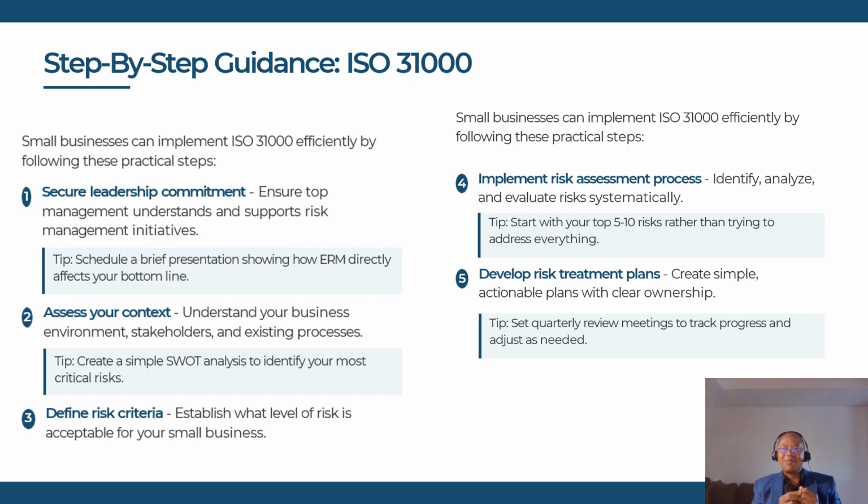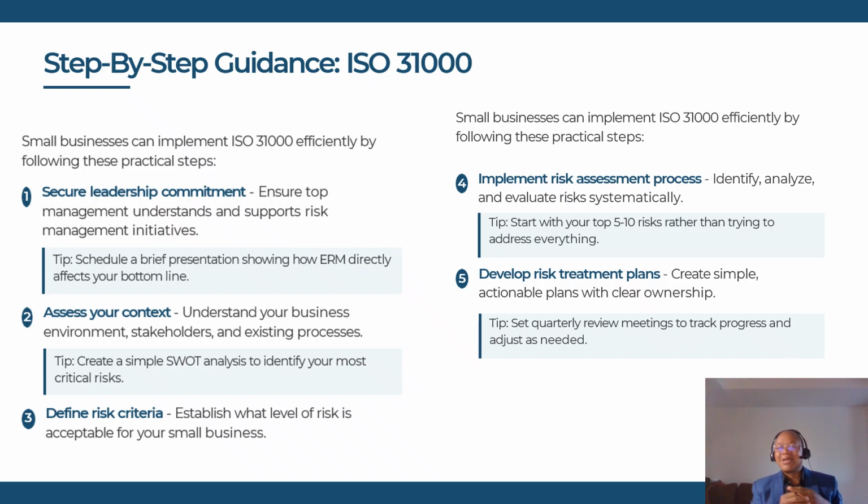The second step is to assess your context. You must understand your business environment. Every business operates within two different but interconnected environments: the internal environment and the external environment. So you must assess your context. You must understand your business environment internally and externally, and you must understand your stakeholders. Sometimes government regulatory agencies may be your stakeholders too.